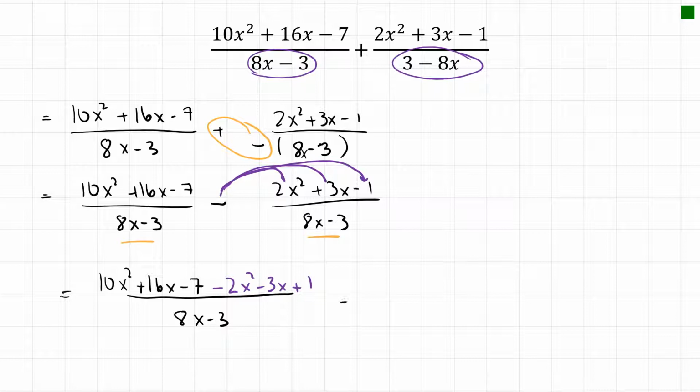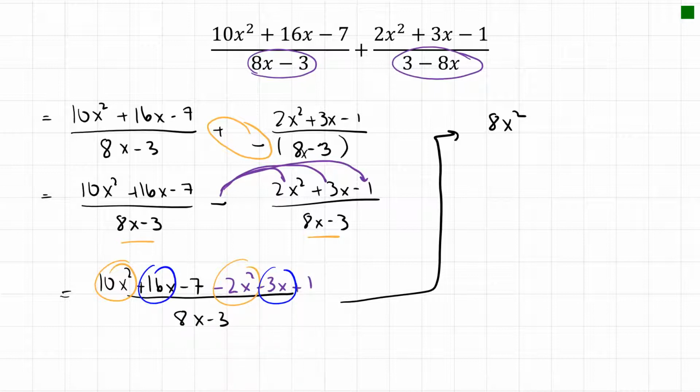Next step is to combine like terms, and I have 10x squared minus 2x squared is 8x squared. 16x minus 3x is positive 13x, and minus 7 plus 1 is minus 6. And the denominator is 8x minus 3.